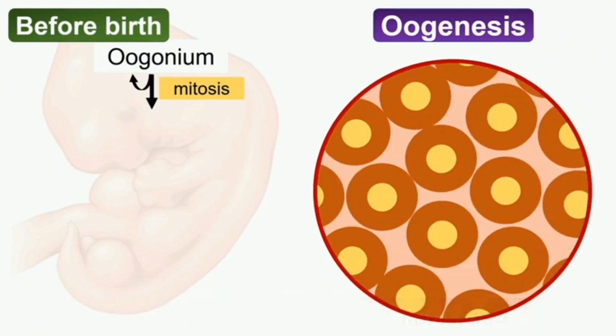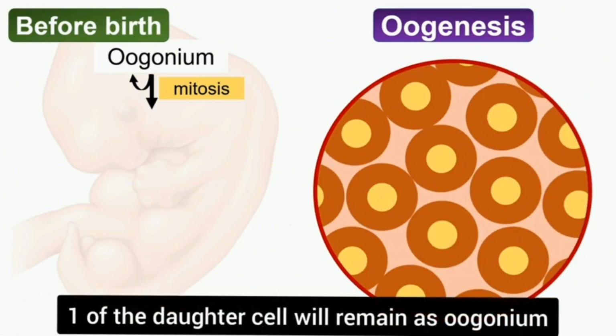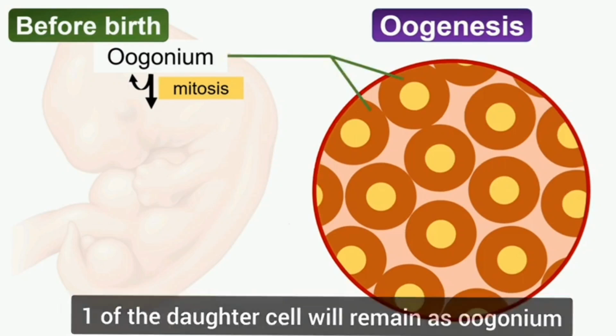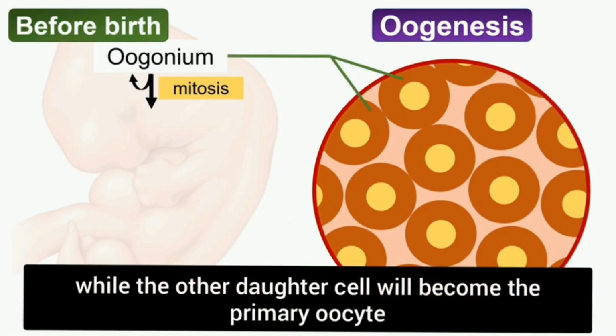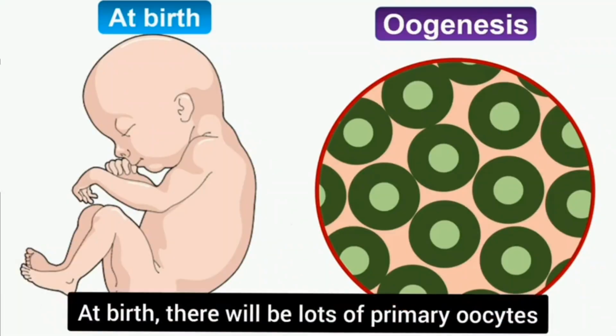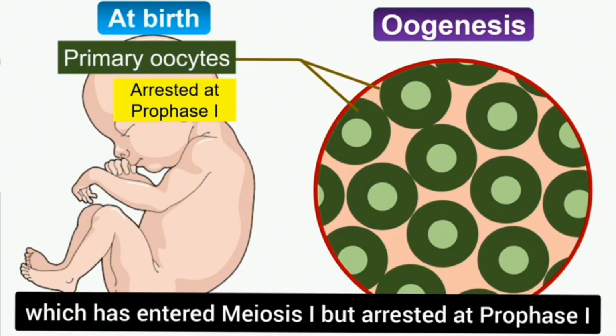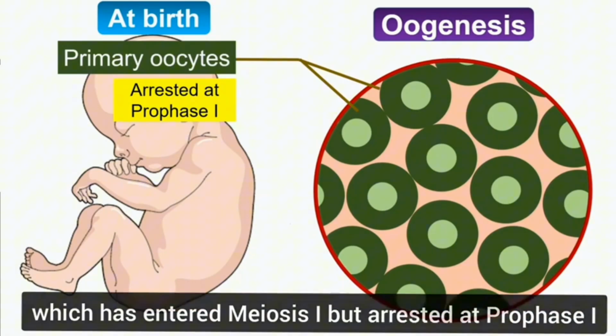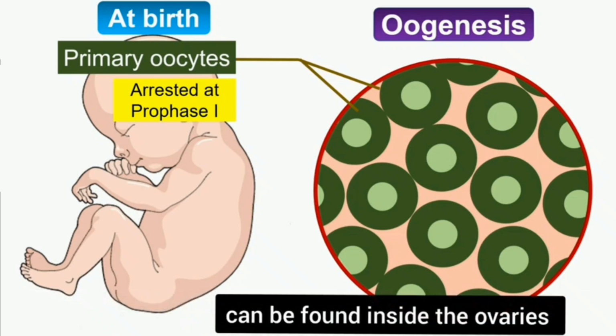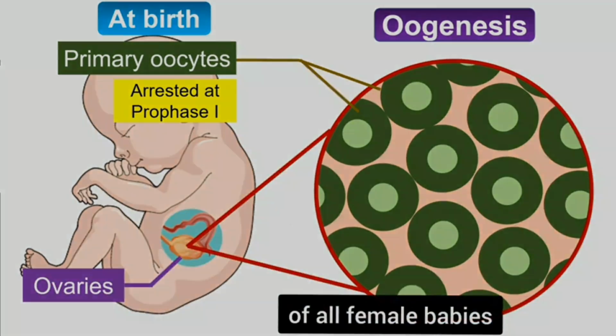diploid daughter cells. The first daughter cell remains as oogonium, while the other becomes the primary oocyte. As the fetus continues to grow, more and more oogonia will divide by mitosis and produce even more primary oocytes. At birth, lots of primary oocytes that have entered meiosis 1, but are arrested at prophase 1, can be found inside the ovary of female babies.